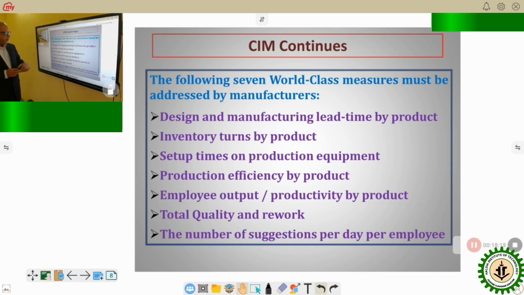Setup times of the production equipment. Product setup time is basically unproductive or idle time. So attention must be paid to the equipment or the resources so that setup time is as low as possible. Production efficiency by product.